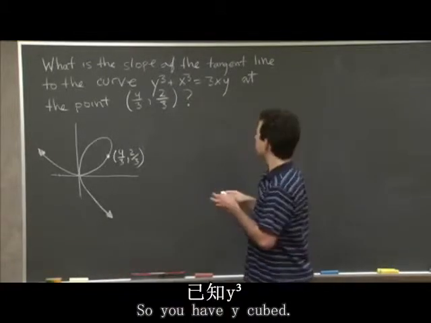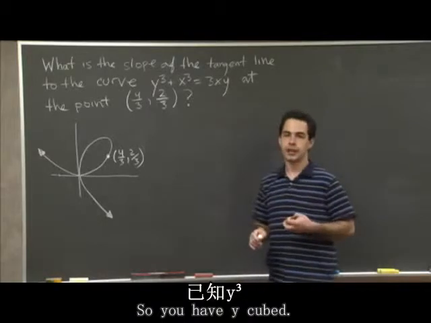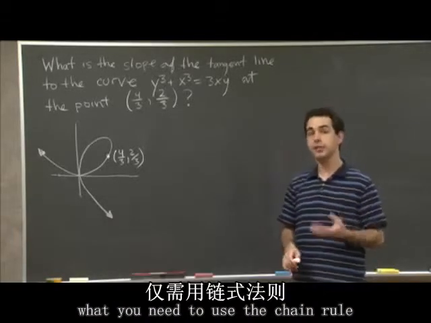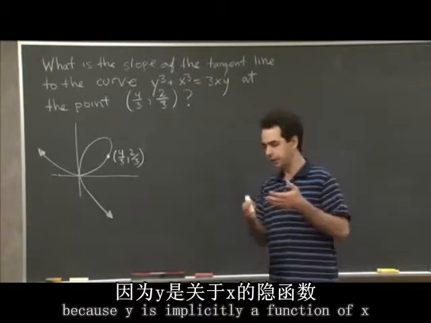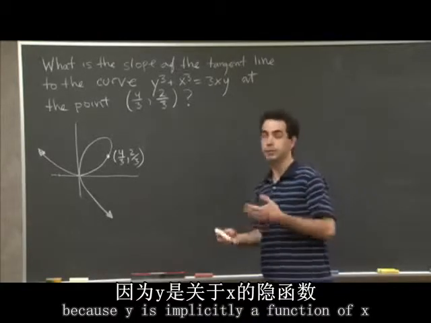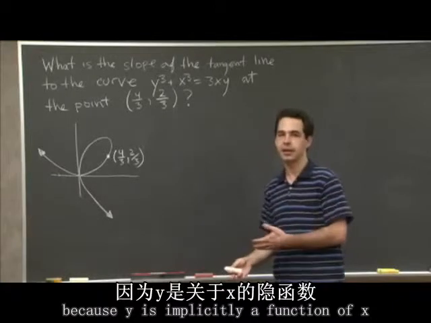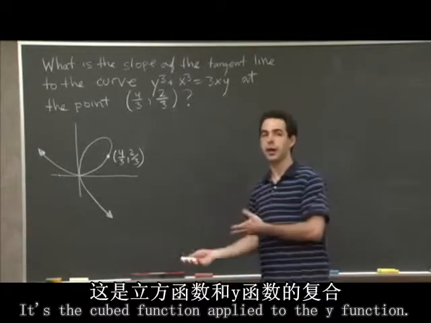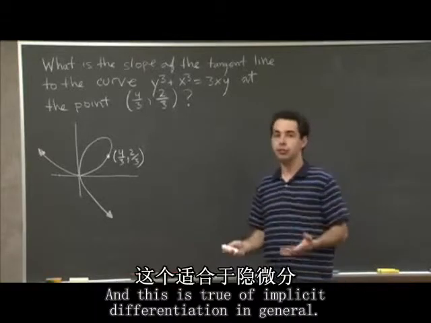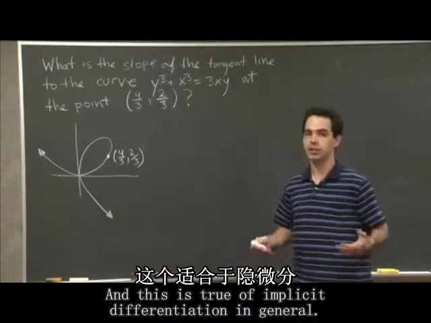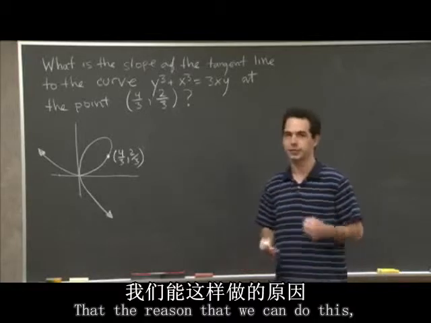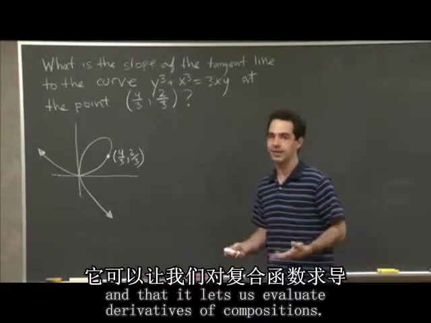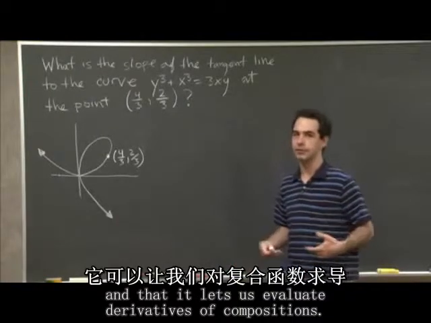So you have y cubed. If you take a derivative of y cubed with respect to x, what you need to use is the chain rule, because y is implicitly a function of x. And so y cubed is the chain rule. It's the cubed function applied to the y function. And this is true of implicit differentiation in general: the really fundamental reason that this works is that we have the chain rule and that it lets us evaluate derivatives of compositions.